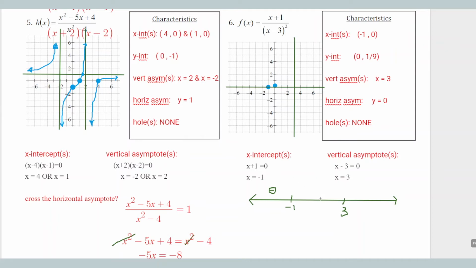So if I plug in something like 0, which is going to be the y-intercept, I guess I already have that point. It's positive, so I know I'm going to be positive up here. So far, my instincts were right. I'm going to be above the x-axis between -1 and 3, and I'm going to be below the x-axis.